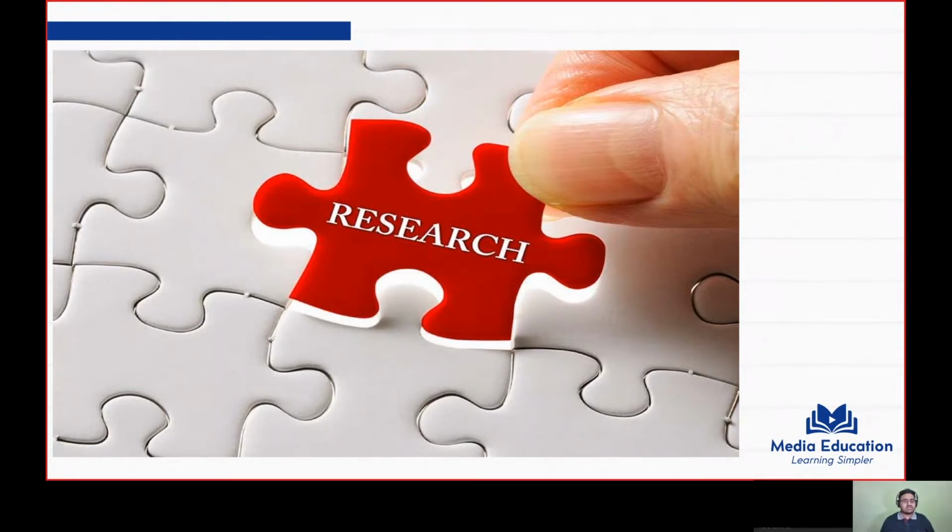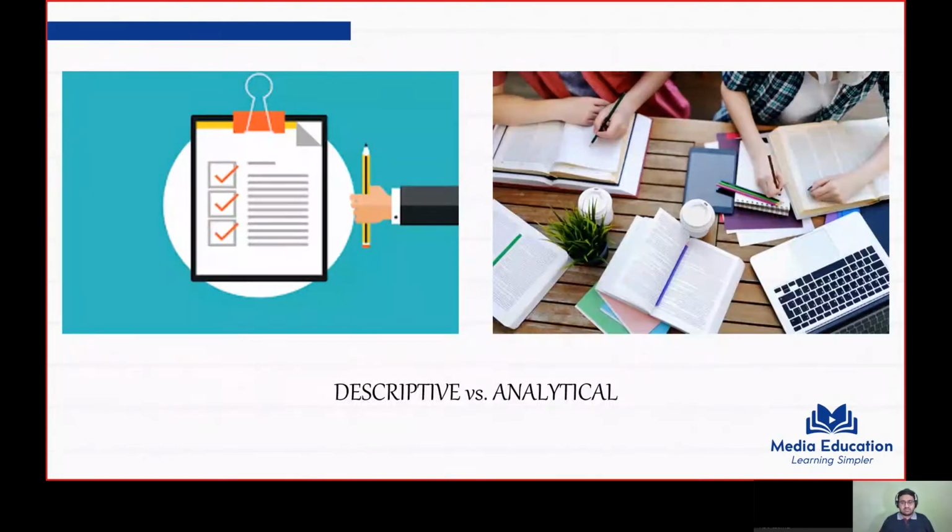There are multiple ways to distinguish between research types, and some may overlap each other. First, we have descriptive versus analytical research. Descriptive research includes surveys and fact-finding inquiries of different kinds. The major purpose of descriptive research is the description of the state of affairs as it is at present. The main characteristic is that the researcher can only report what has happened or what is happening.